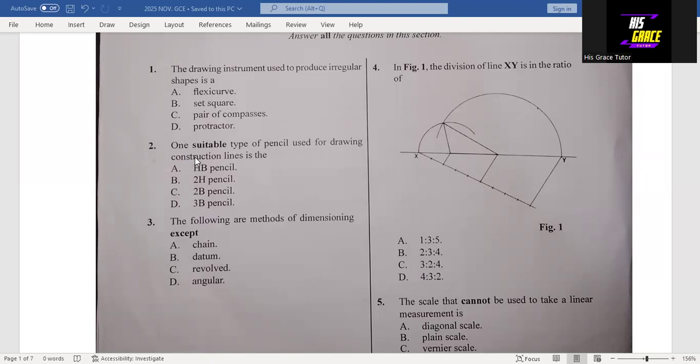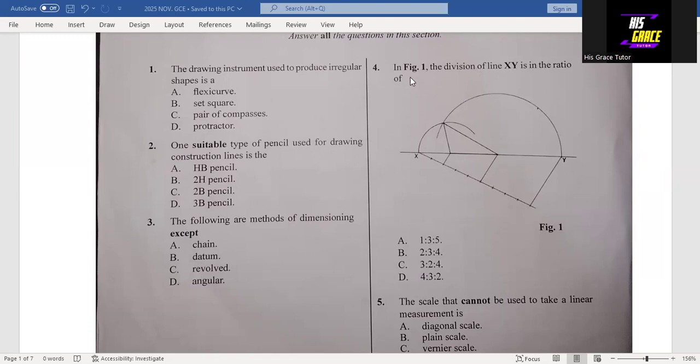Then question 2 says that one suitable type of pencil used for drawing construction lines is the 2H pencil. So 2H pencil, option B is the answer to question 2. Then question 3, the following are methods of dimensioning except revolved. That is option C, the answer to question 3.